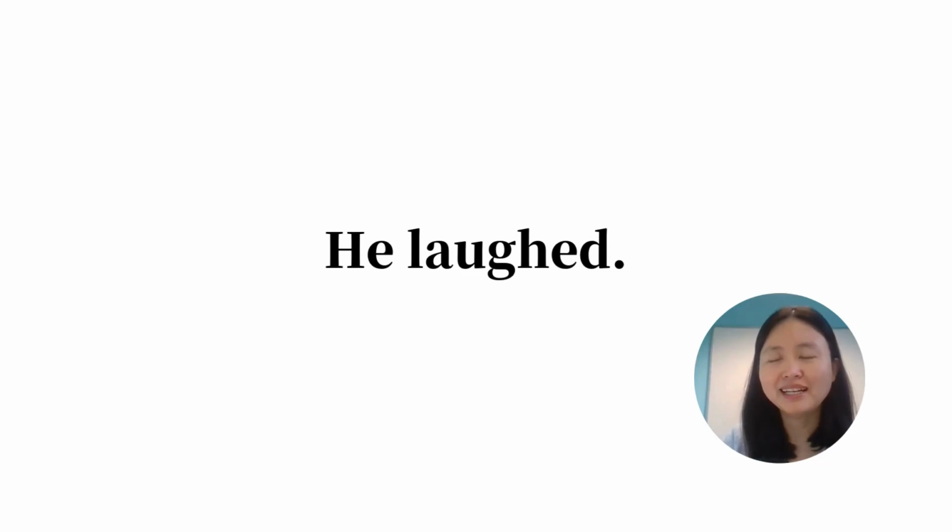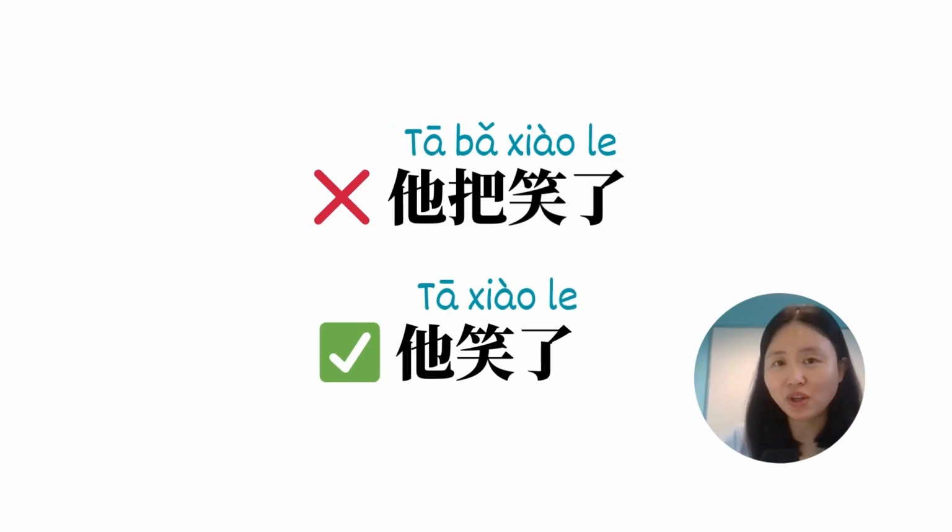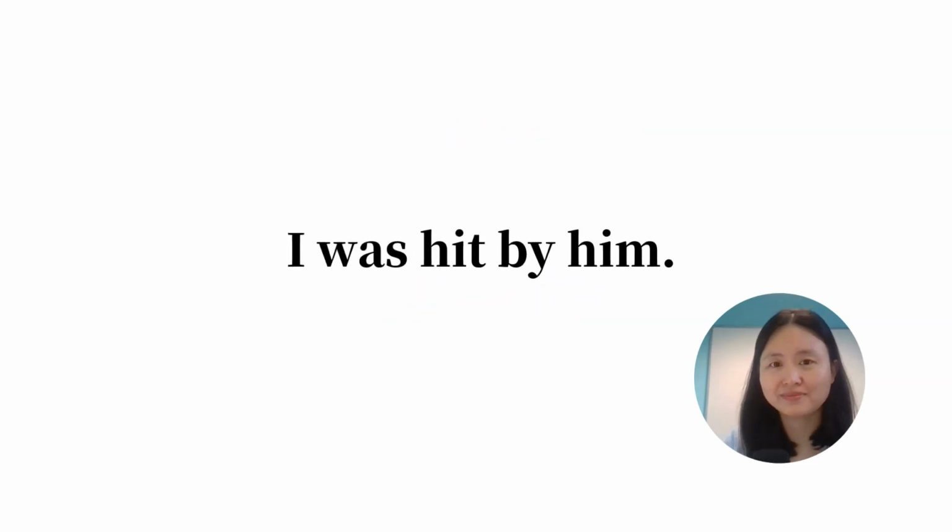Third example, he laughed. Do we need to use a 把 sentence? The answer is no. We don't say 他把笑了. We say 他笑了. You see, laugh, as we said before, this kind of verb doesn't have an object. It doesn't affect an object either.